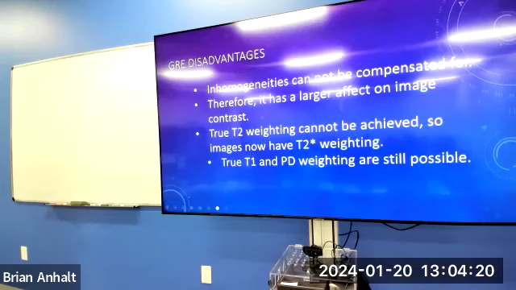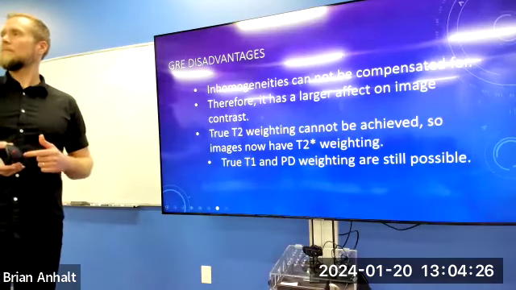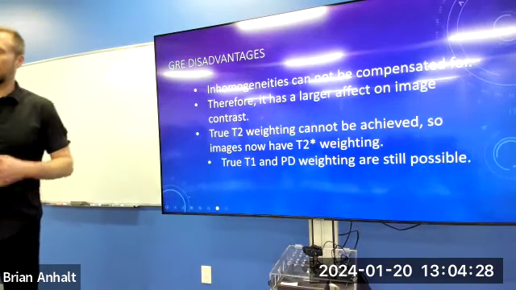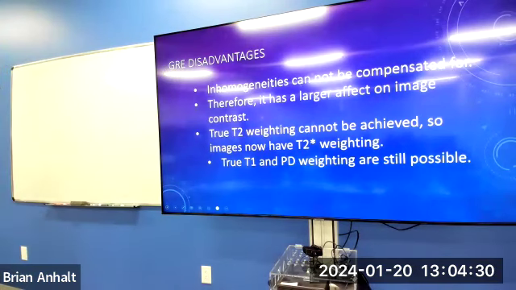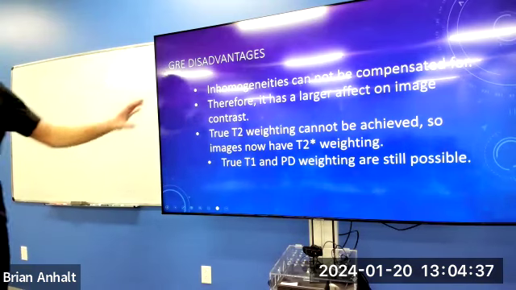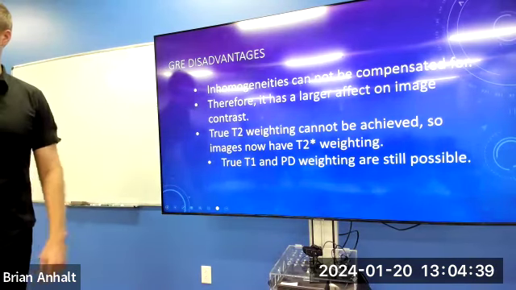What are the downsides of using gradient echo? Less SNR. And we can only get T2 star weighted images. And it's sensitive to inhomogeneities and susceptibilities, right?